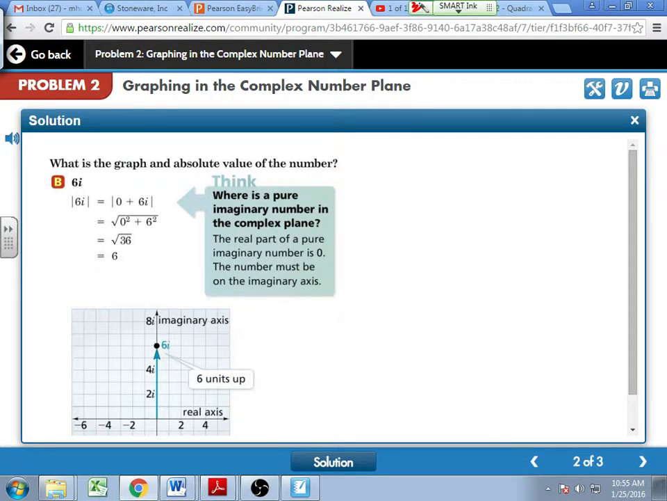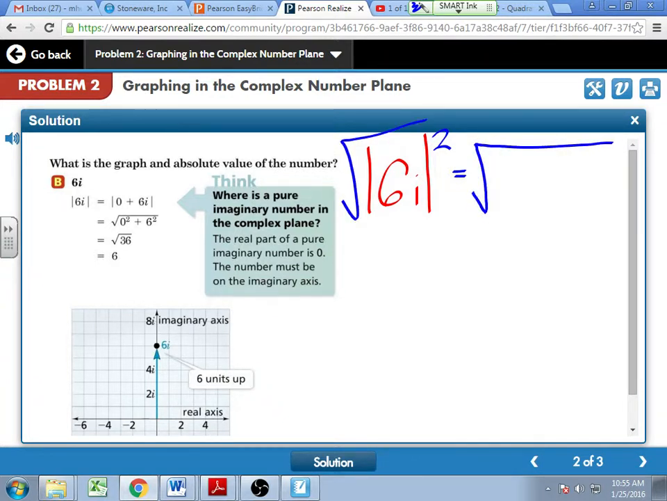Now, when we evaluate the expression, I start with my 6i, and I only want to evaluate the absolute value, the positive. So, I square it, but I also have to square root it so that I don't actually do anything. So when I square this whole thing, and then square root, I'm going to get radical 36. Okay, yeah, but do you understand how we get there? Yeah.